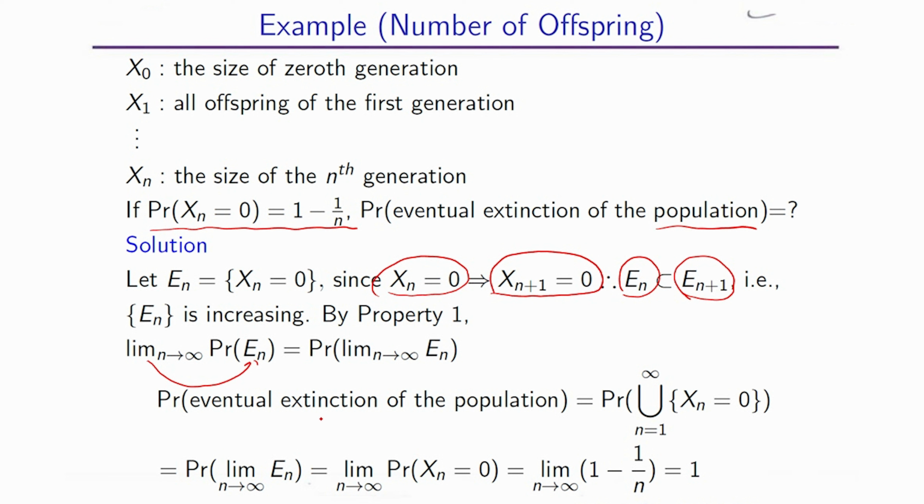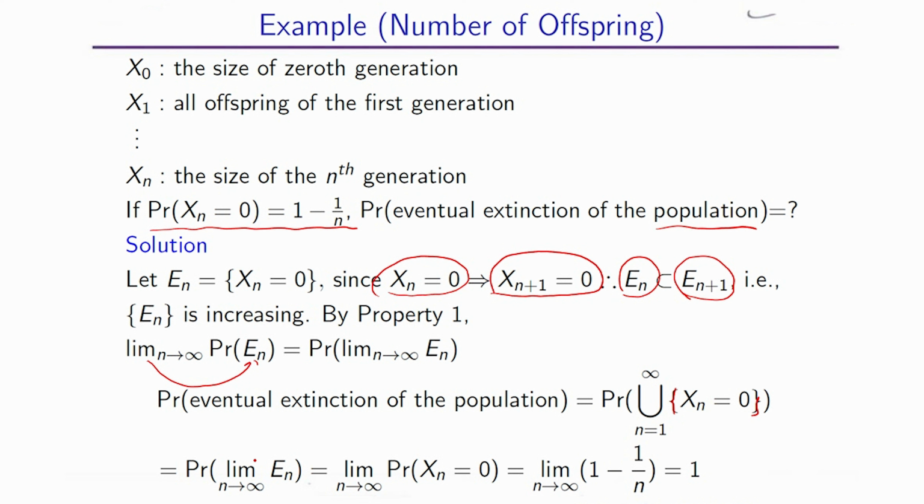So eventually, extinction of the population, meaning we have the union of {X_n = 0}, n from 1 to infinity. The union, why the union? The union means one of the sets holds, and then the union holds, right? So meaning eventually, if there is one n that makes X_n equal 0, then the population actually becomes extinct. So the probability of the union of {X_n = 0} is equal to the limit of E_n.